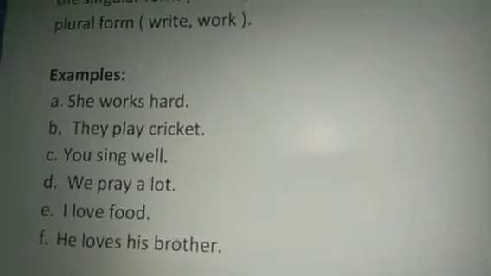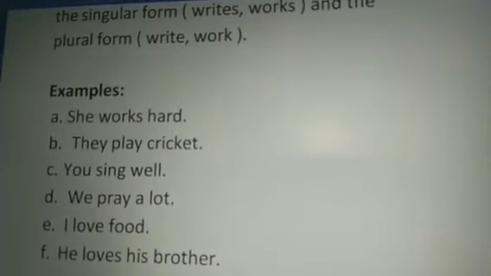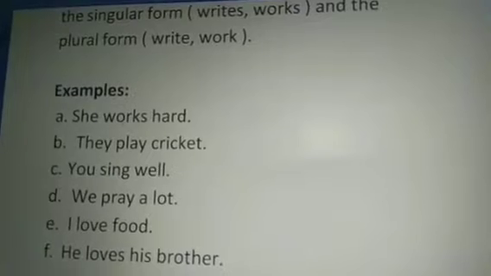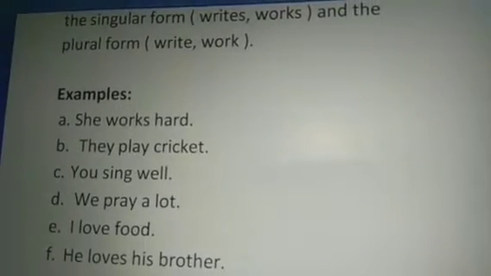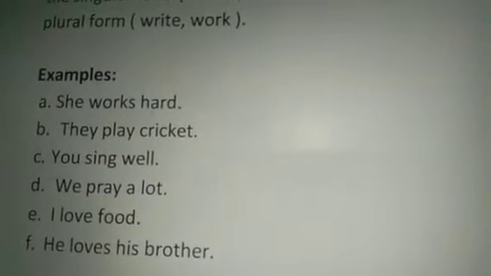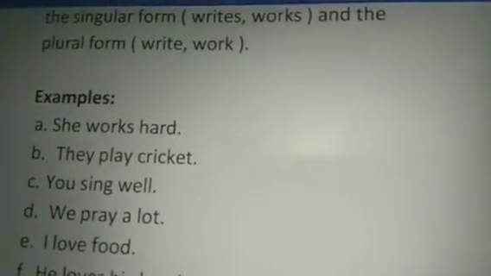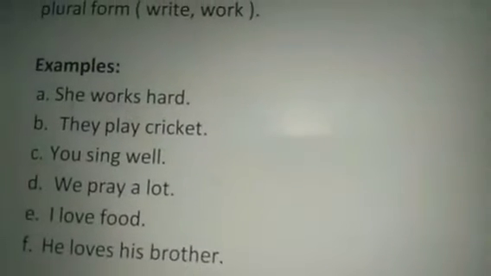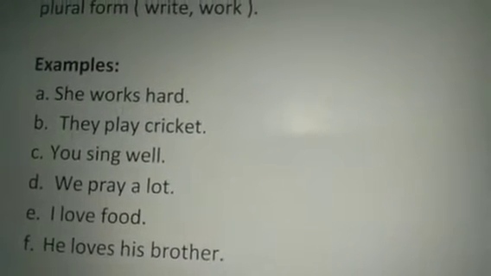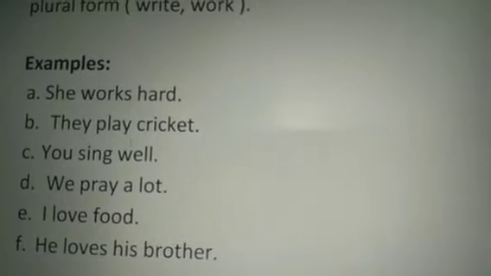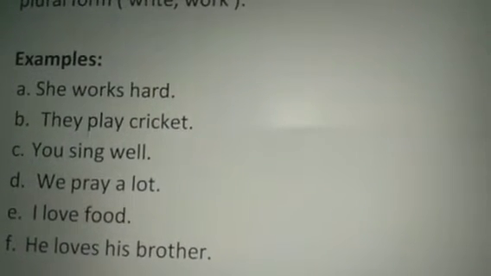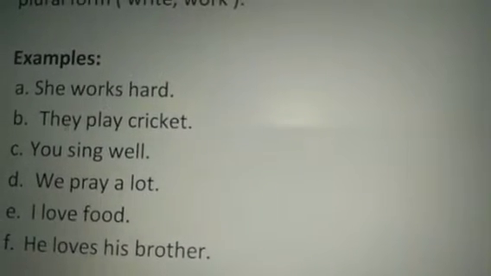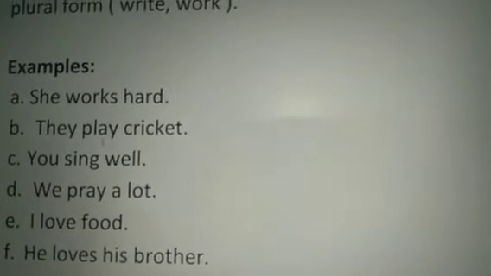Now let us analyze the first example. She works hard. Now she is the subject, works is the main verb which is in V1 form, and then the object. So the rule is, when the subject is singular, it will take a singular verb, and when the subject is plural, it will take a plural verb, as in the second example, they play cricket. Now they play cricket is in simple present tense, and here the subject is they, followed by the V1 verb in plural form, followed by the object.